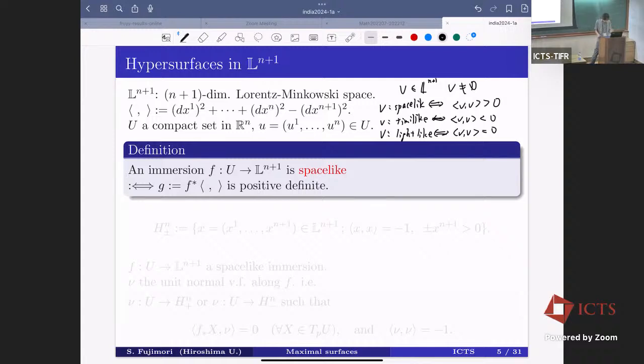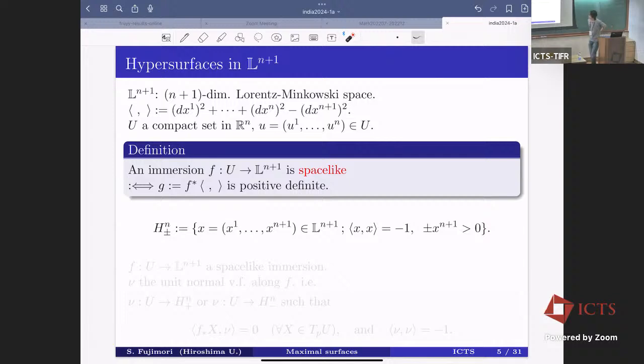Let U be a compact set in R^n, and we denote the coordinates here. An immersion f from U to L^{n+1} is space-like if the induced metric is positive definite. This means any tangent vector is a space-like vector. In this case, we say the immersion is space-like.